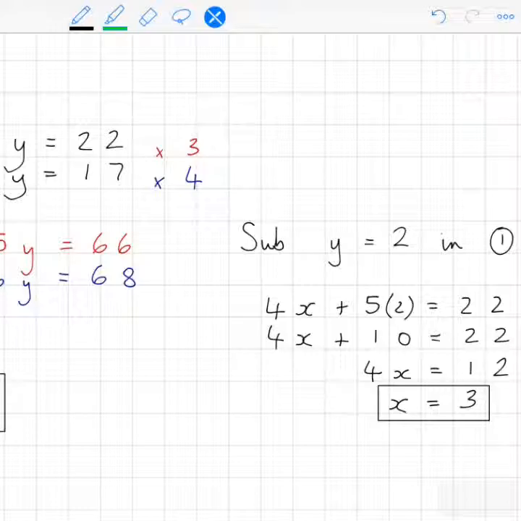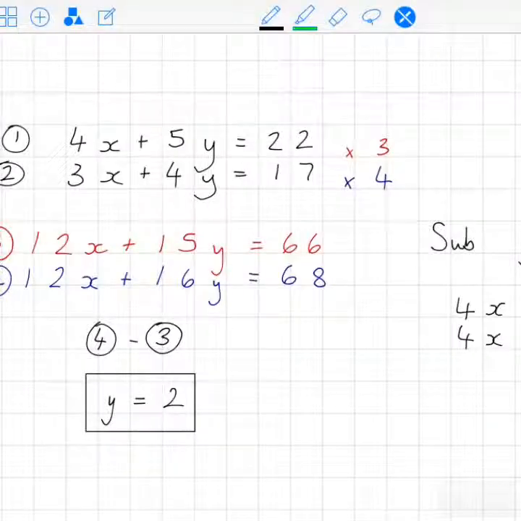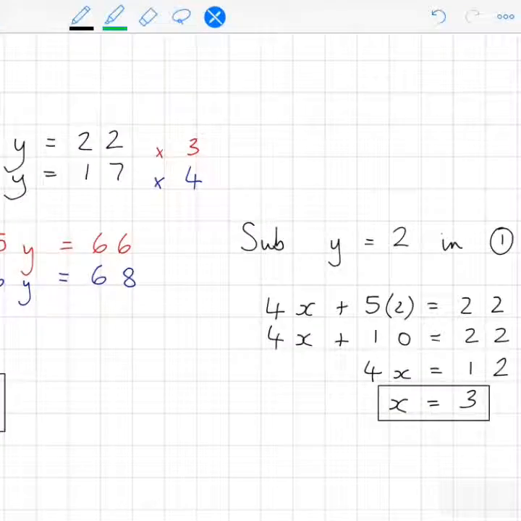I just decided 1. It doesn't really matter which one unless it had negatives, and then I'd try and make sure I subbed it into the positive one. So what I did was I subbed in 2 in place of the y value, so that became 5y, which was 5 times 2, which became 10, and then I just solved it as a linear equation.